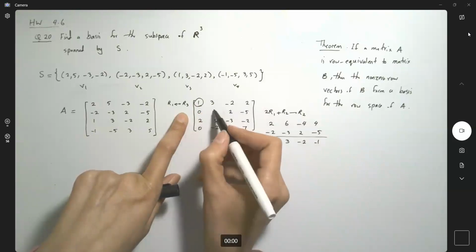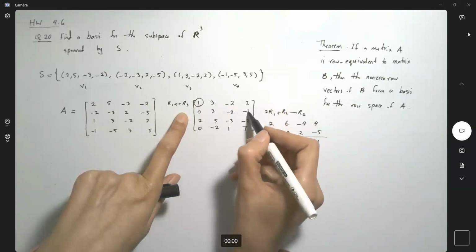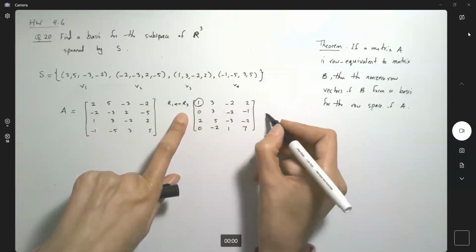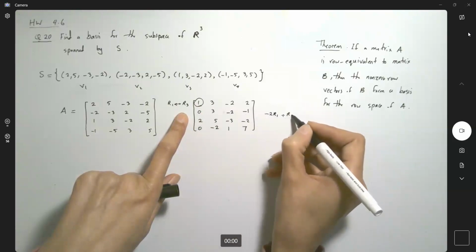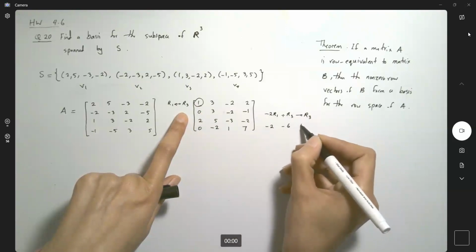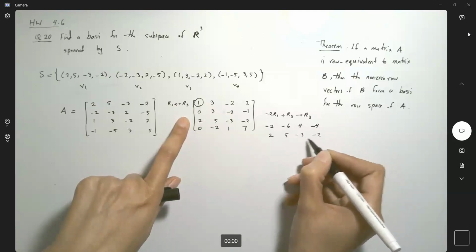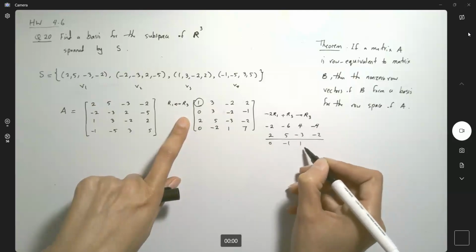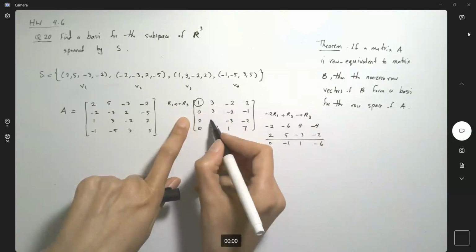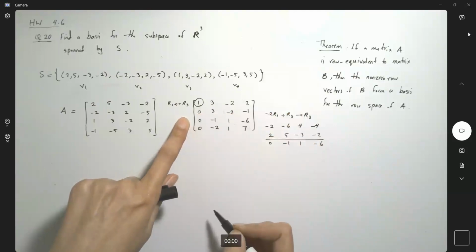Now multiply the first row by -2 and add it to the third row. This becomes your new third row. So you have -2, -6, 4, and -4 added to 2, 5, -3, and -2. This is 0, -1, 1, and -6. So this row is now 0, -1, 1, and -6. Perfect.